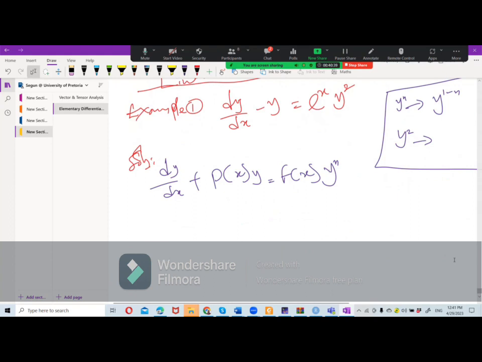What represents dy dx is dy dx. What represents p of x is -1 of y. What represents f of x is exponential x. What represents y squared is y raised to power n. So in this case now, we have y raised to power 2. So what will be our w?